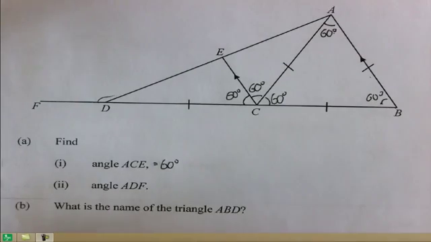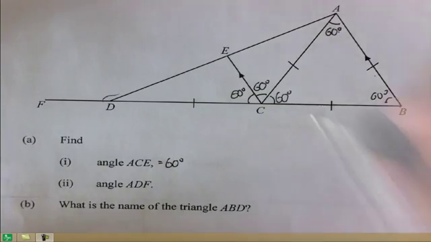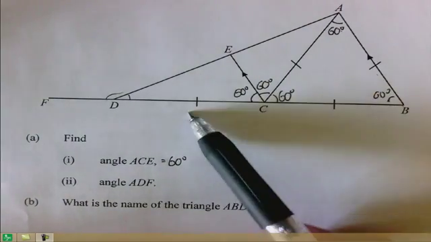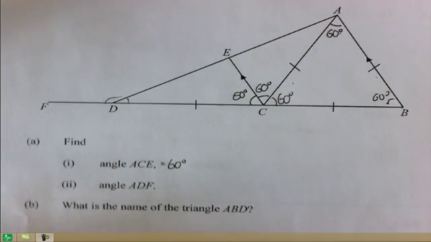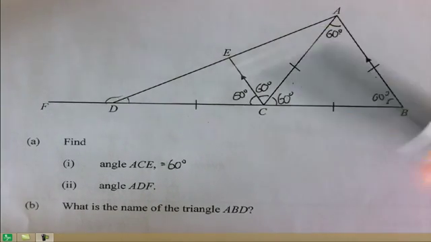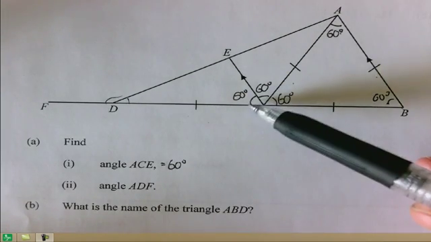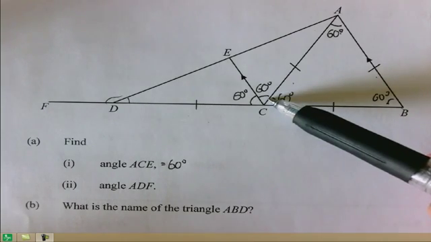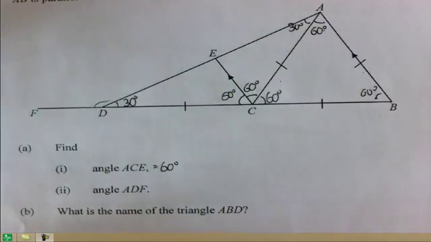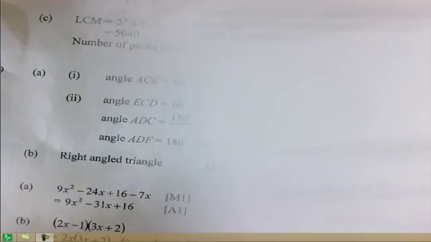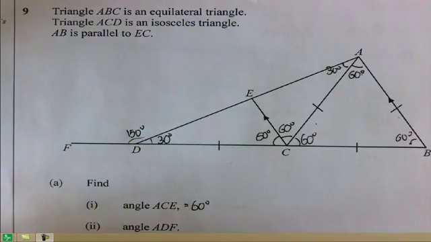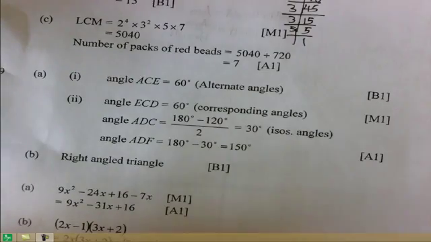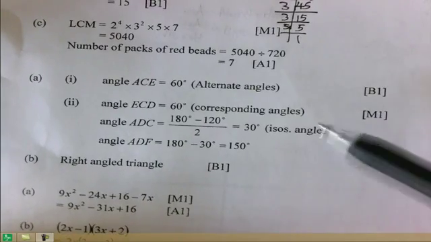Next, we find angle ADC, which is this angle over here. Notice that these two lines are equal, making triangle ACD an isosceles triangle. So if it's isosceles, these two angles are equal. You take 180 minus 120, then you divide by 2. You find that this is 30 degrees. This is 30 degrees. And finally, angle ADF is 180 minus 30. This would be 150 degrees. So if you notice, the working is all down here.